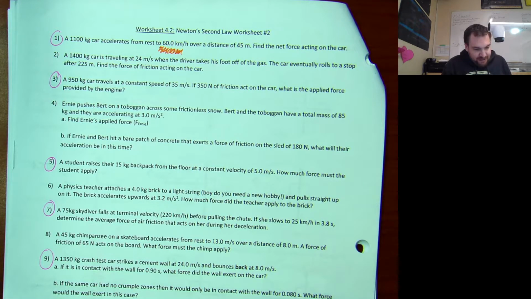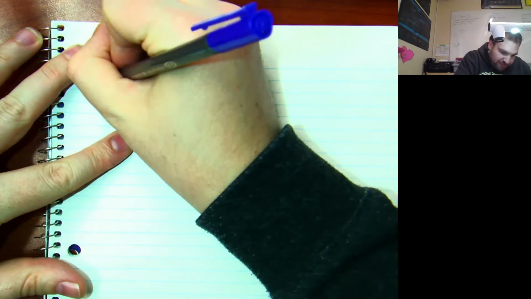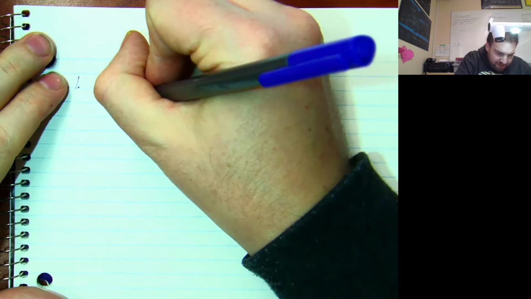What's the best way to do this? Okay, so let's go through a bunch of these. Question 1 said, and we want to draw these things out. We have a 1,100 kilogram car accelerating from rest to 60 kilometers per hour over a distance of 45 meters. We want to find the net force acting on the car. So let's draw the car. This is question number 1. I'll zoom this in a little bit. I'm drawing my car.